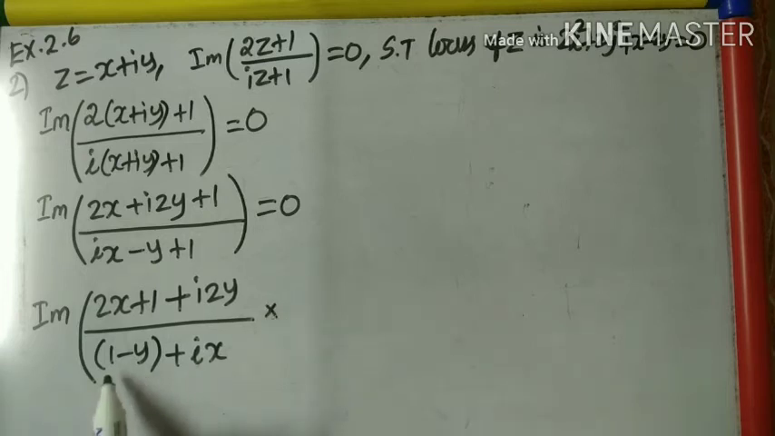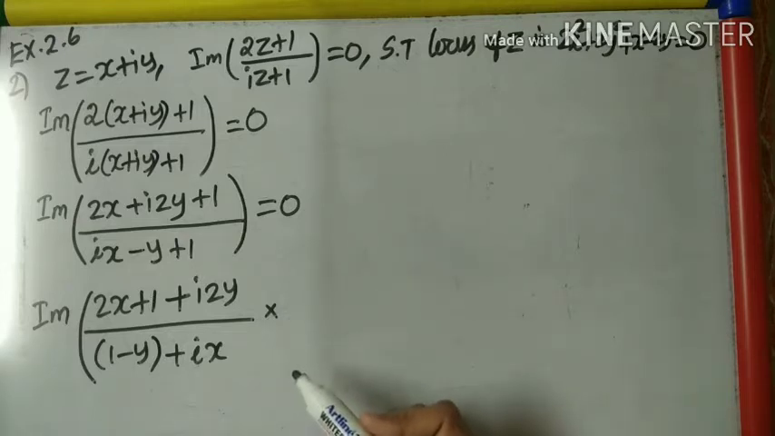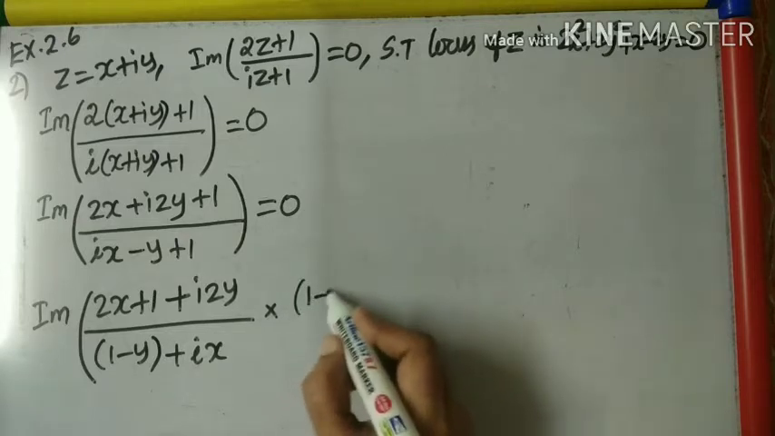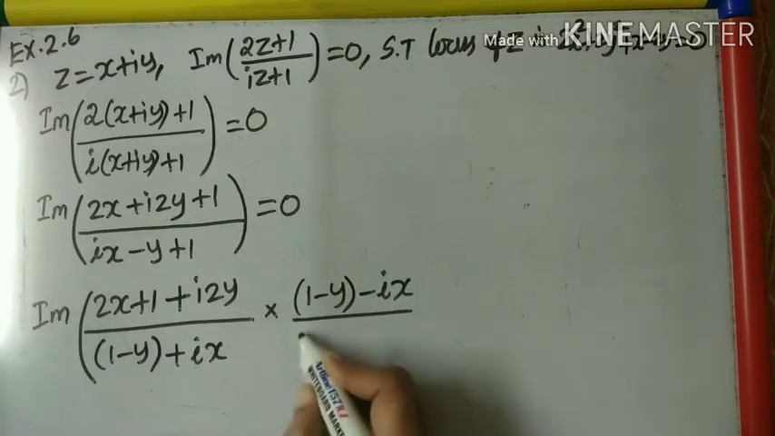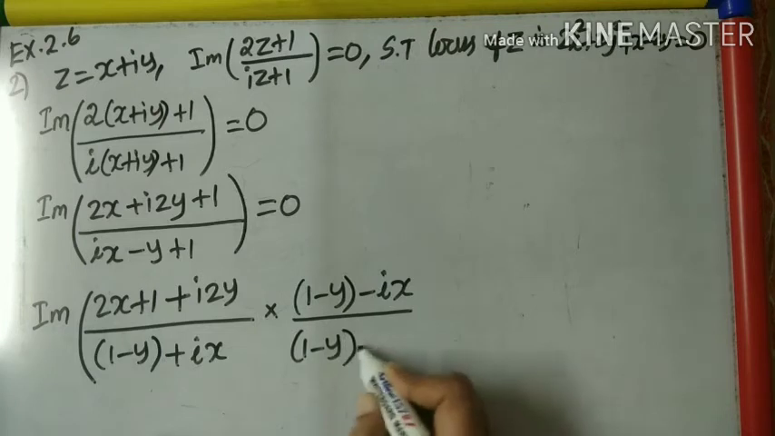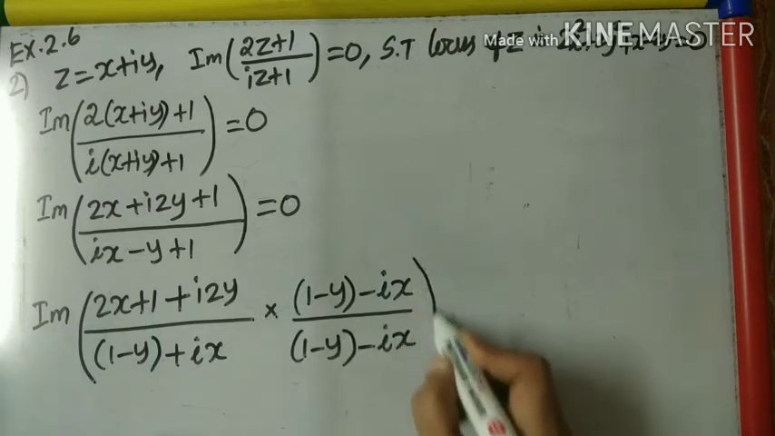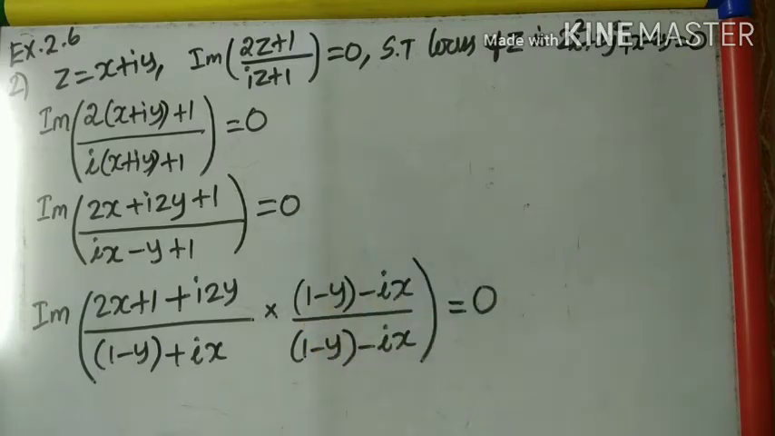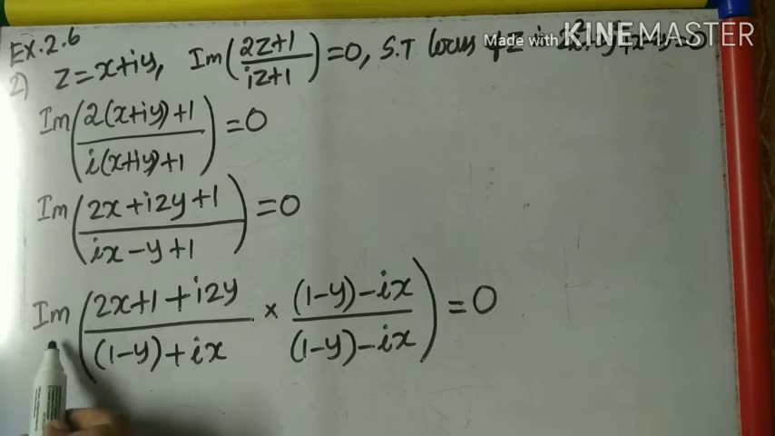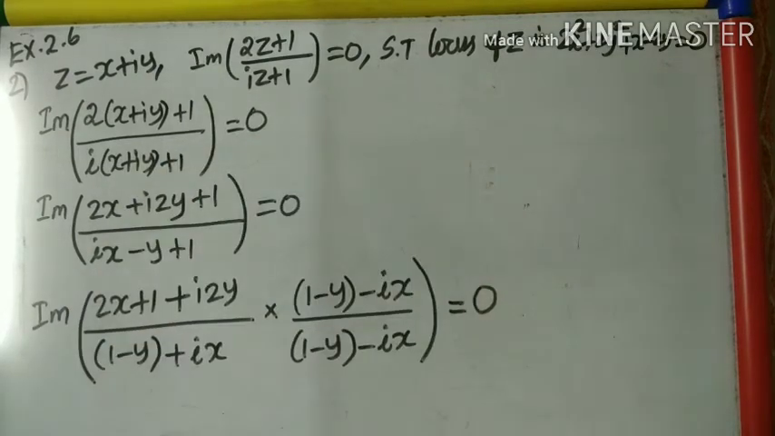Now we do not allow complex in the denominator. So what is my next step? Multiply and divide by the conjugate. So 1 minus y minus ix divided by 1 minus y minus ix. And on the right hand side, remember to maintain that 0. On the left hand side, remember to write this Im that is given in the question.